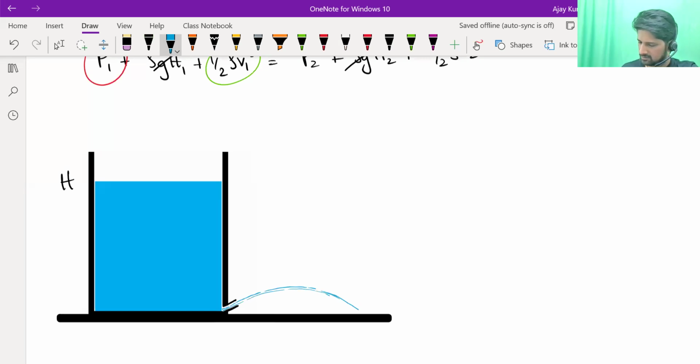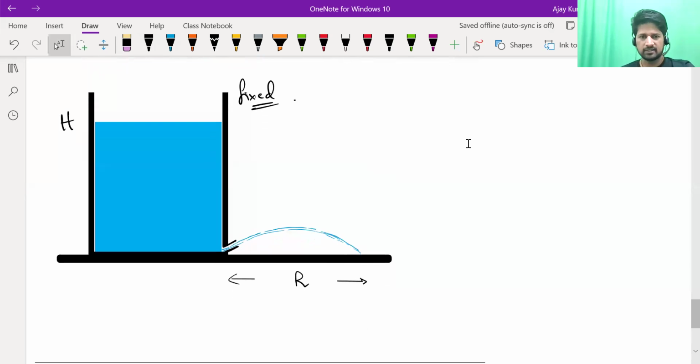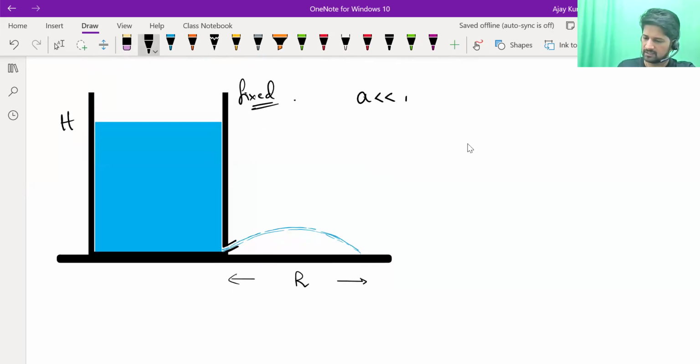So no need to solve this in detail, but Vanilla, just tell me, supposing the tank is fixed, how will you derive this range? Assume all the necessary information is given and area of cross section of the hole is much less than area of cross section of the tank. How will you derive the range?